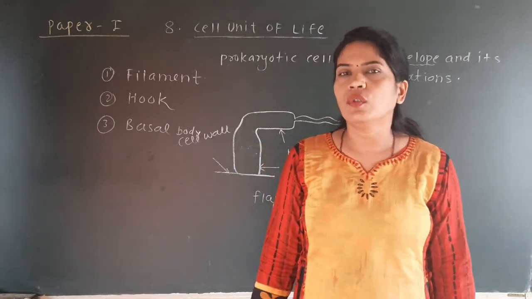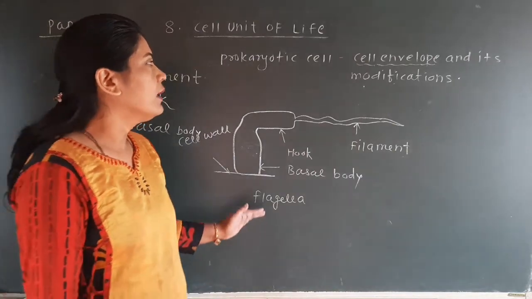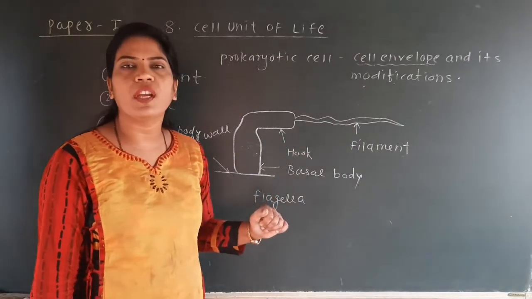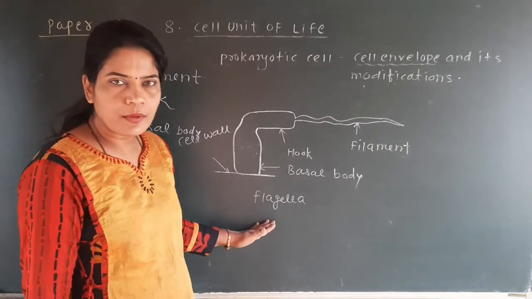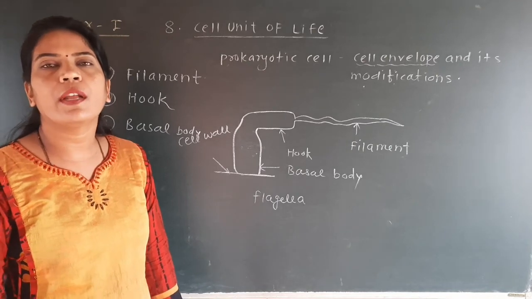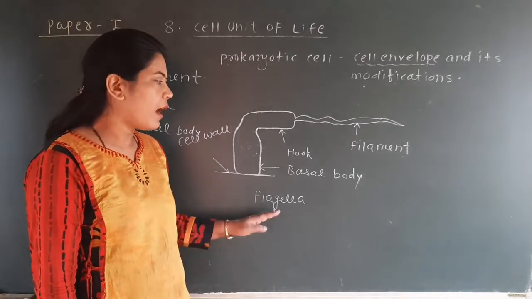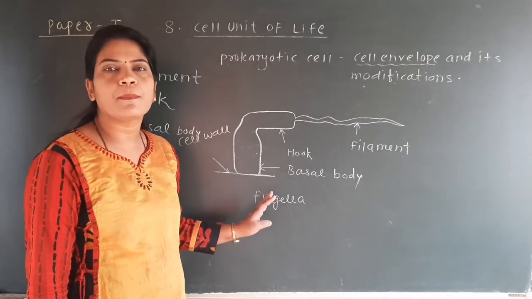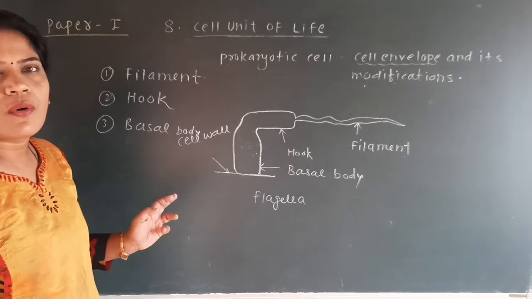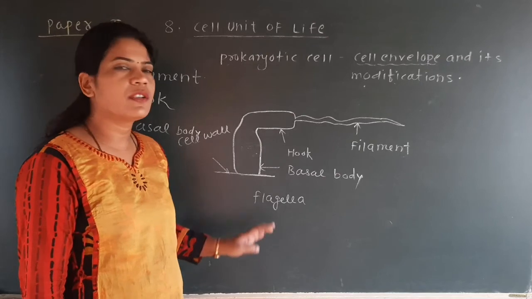So students, in today's lecture we have seen the cell envelope and its modifications up to the flagella only, because the other two modifications, pili and fimbriae, we are going to discuss in the next lecture. But remember that up to this flagella, the very important part is that you have to revise all the cell envelope, cell wall, glycocalyx, plasma membrane and its modifications up to the flagella.